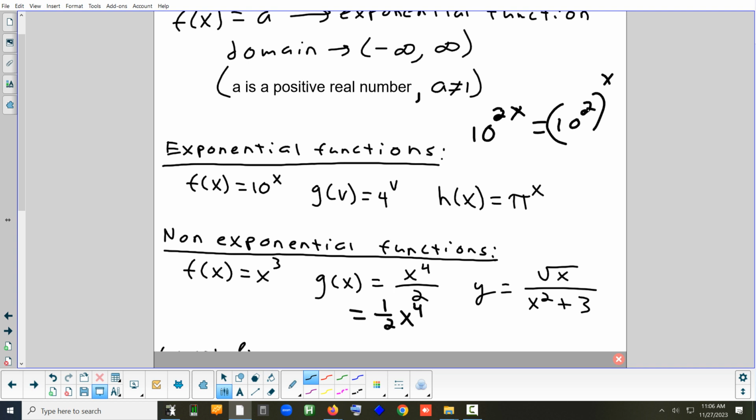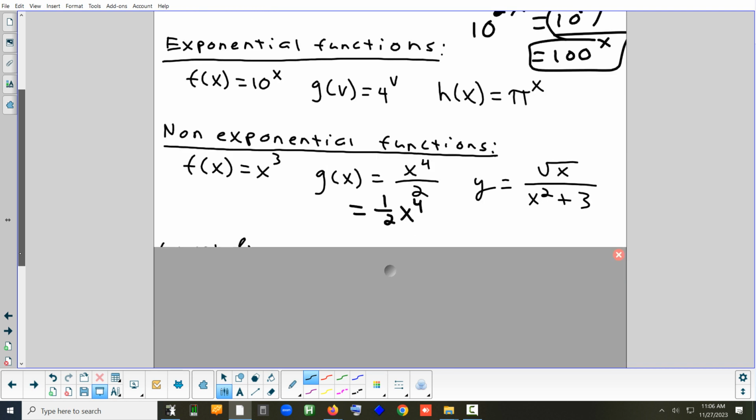Because remember the rule, when you have powers raised to powers, what do you do with the 2 things? You multiply them. So if you multiply 2 times x, you must have had 10 to the 2 to the x, and then what's 10 squared? 100. So you can really write it exactly like I said. 10 to the 2x is exactly the same as 100 to the 1x. It's the same thing. We'll talk more about it.